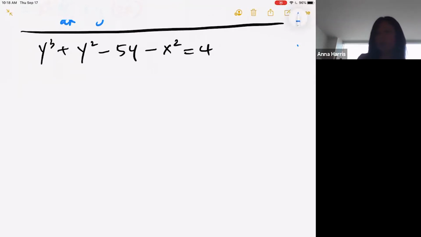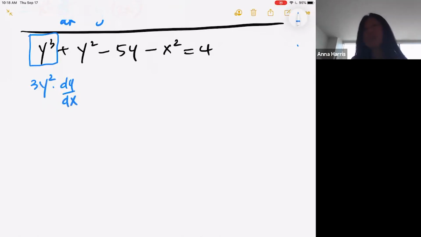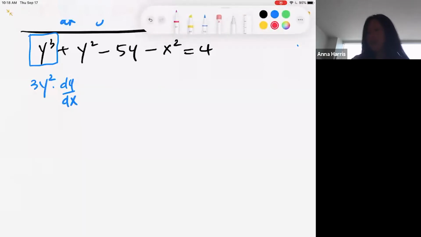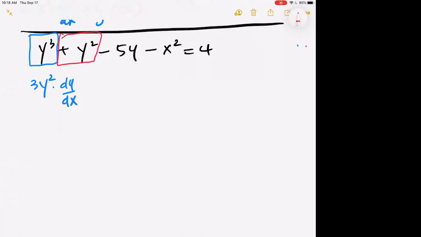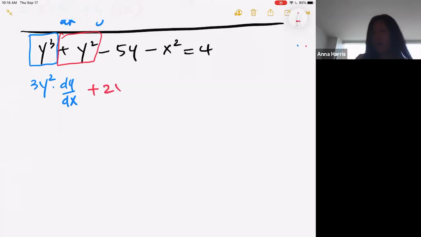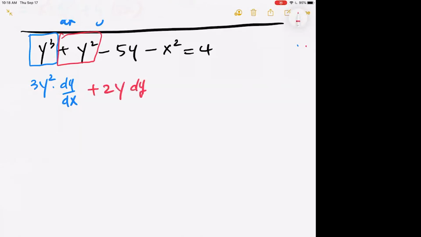So we're gonna take the derivative one at a time. So let's take a derivative of this. Everybody agree, using a power rule, 3y squared, and then what? dy/dx. Because whenever you take a derivative of y, you're gonna put dy/dx. All right, second one. What's the derivative of this one? 2y dy over dx. That's right, 2y dy/dx.